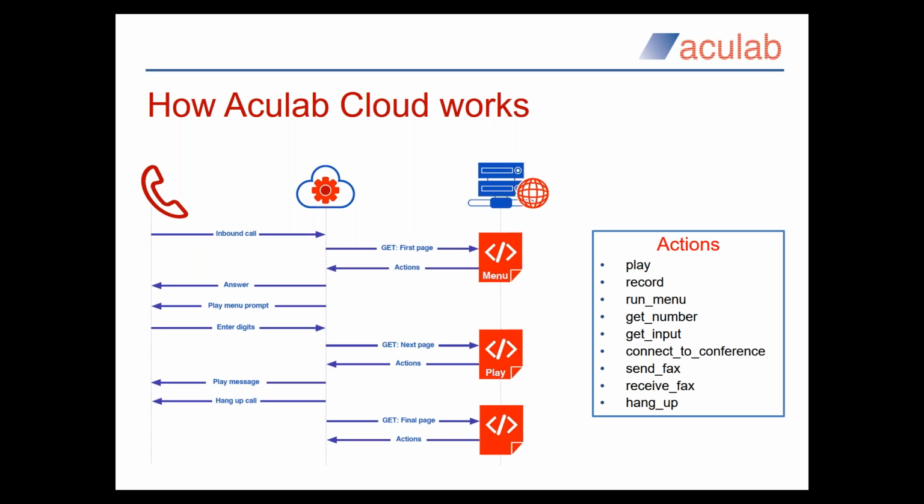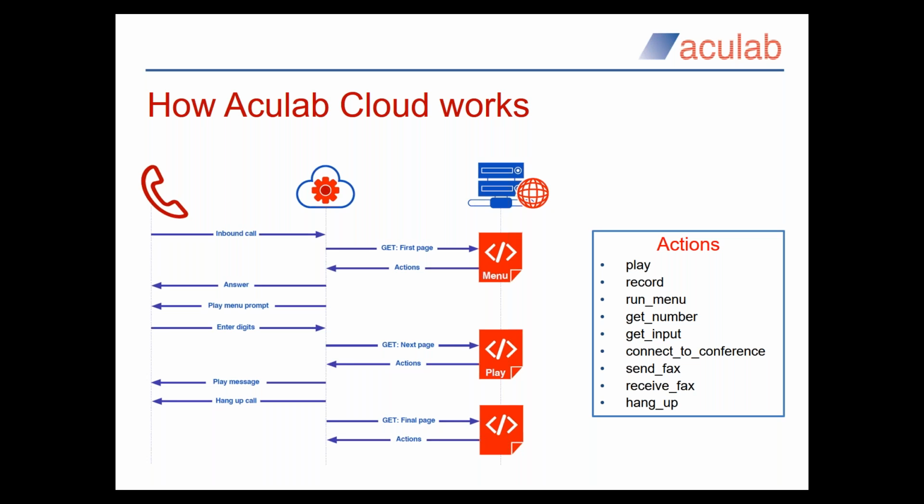Possible actions include playing or recording audio, detecting key presses or speech, sending or receiving faxes, and adding in callers into a conference room. On this slide, you can see an inbound call to the left, Collab Cloud servers represented in the middle, and the server hosting the telephony-enabled application on the right.